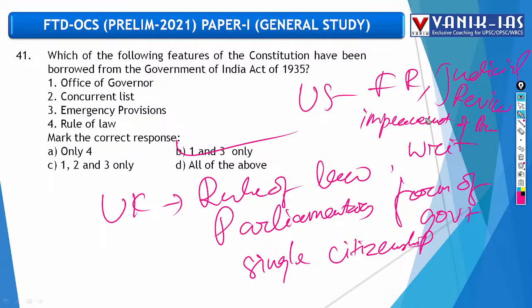From the US Constitution, we have also brought the preamble, electoral college, and federalism. These are from the US Constitution. From the Canadian Constitution, we have brought the distribution of power between the central and state governments, and residual power with the center. That is from the Canadian Constitution.